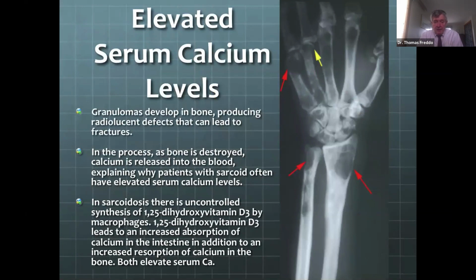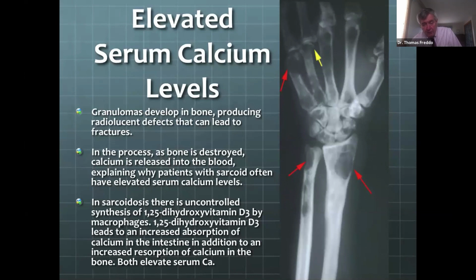Now, what about the elevated calcium levels? Well, granulomas can develop in bone, producing radiolucent defects like the ones you see on the right that can lead to fractures. Now, in the process of depositing these granulomas, of course, bone is being destroyed, and as it's destroyed, the calcium is released into the blood. Now, this is a partial explanation for why patients have serum calcium levels that are elevated.